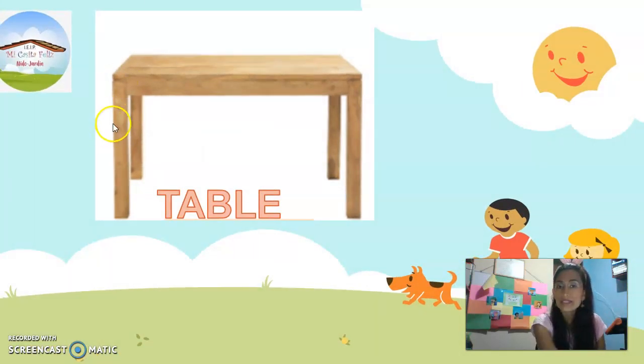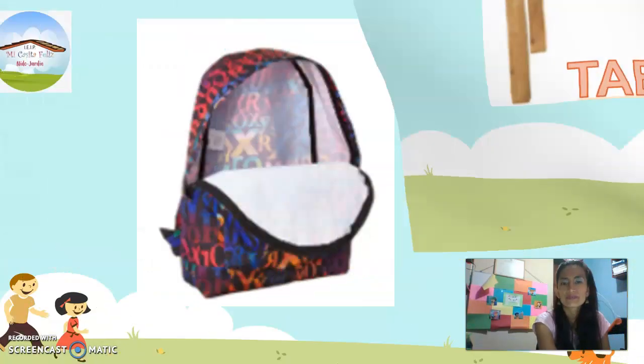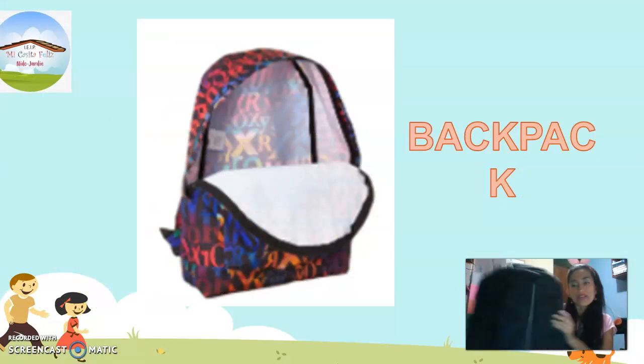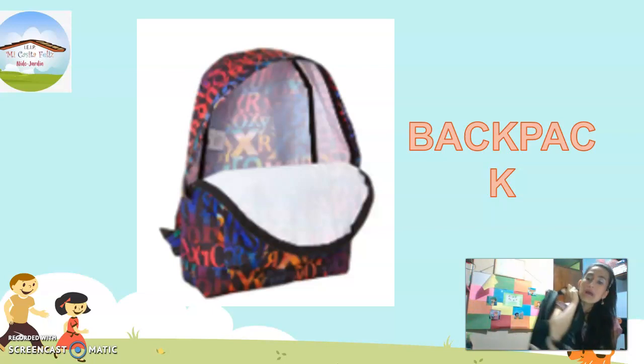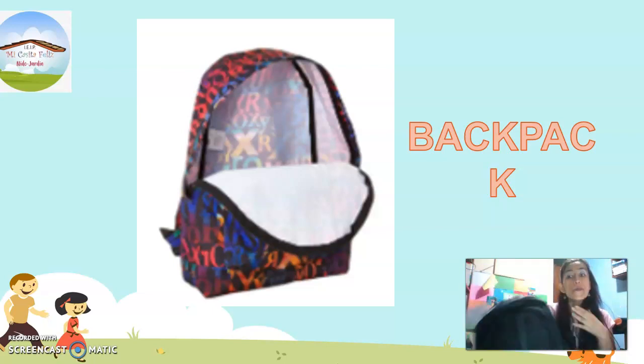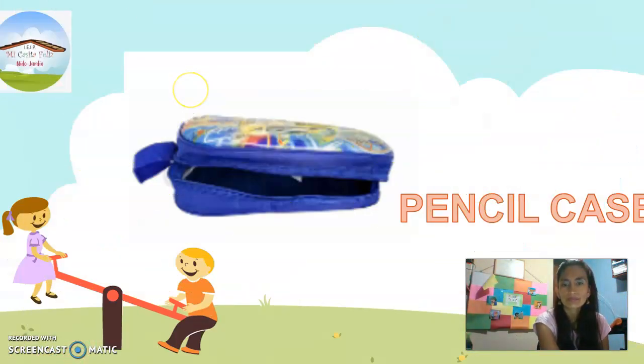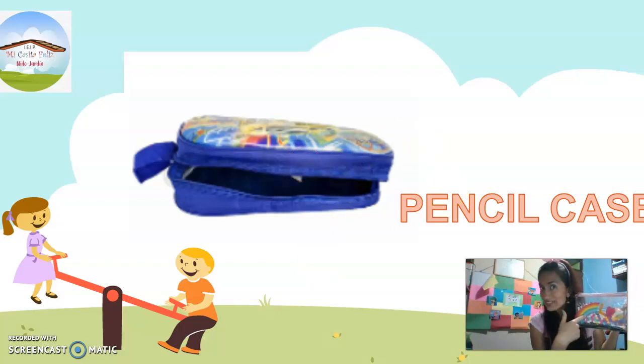Table. What is that? That is a table. What is this? This is a table. What is that? That is a backpack. What is this? This is my backpack. What is that? That is a pencil case. What is this? This is my pencil case.